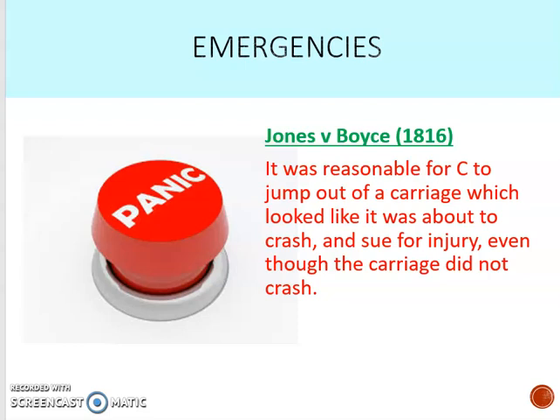That case is quite closely connected to a case on emergencies, Jones and Boyce, and you can see it's an ancient case, 1816. It was reasonable in this case for the claimant to jump out of a carriage which looked like it was about to crash, even though it didn't actually crash. And the court here was basically saying that in an emergency, or what you think is an emergency, a person is going to take more risk. And that's reasonable. It would be unfair to deduct damages in an emergency situation. So where you're a rescuer, where you're acting in an emergency, the court is allowing you to take more risk.